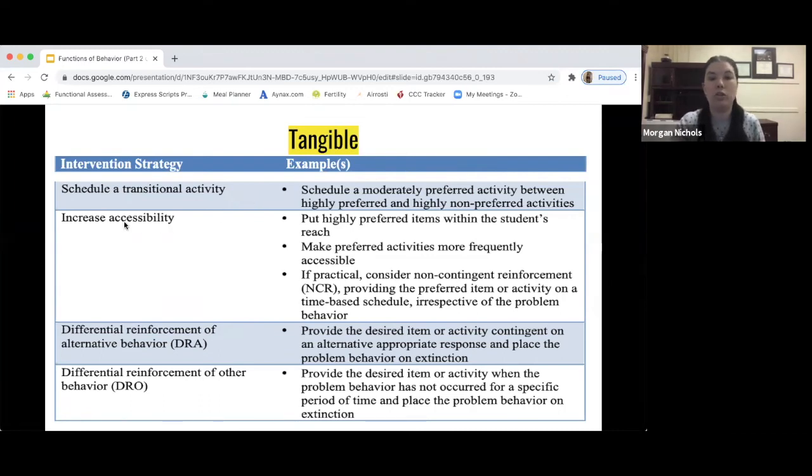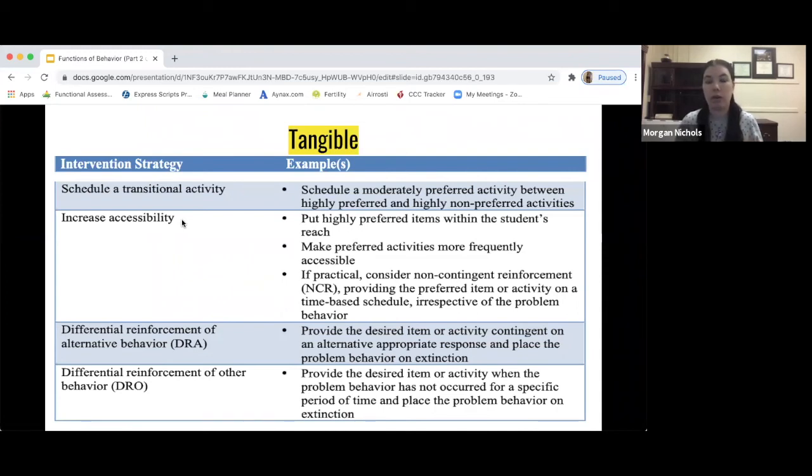You can increase the accessibility of the items or activities that they're asking for, right? So you can put the preferred items within their reach. And that's like if you don't need them to do another activity or something in between. You can make the preferred activities more frequently accessible to them.